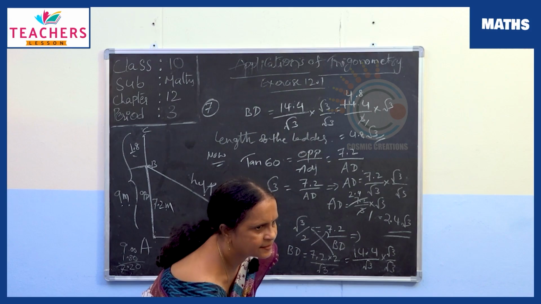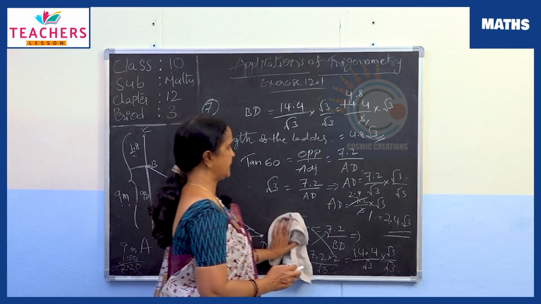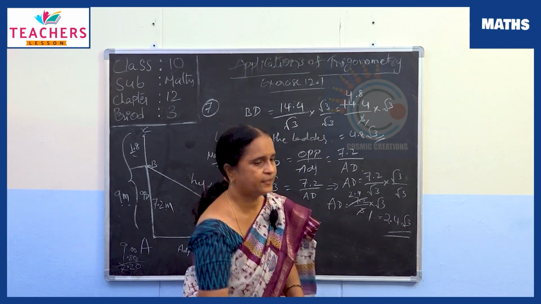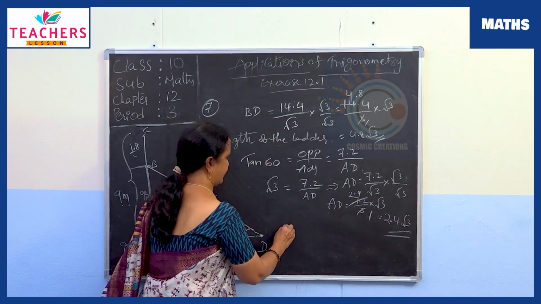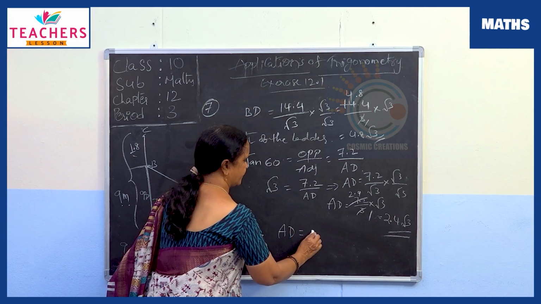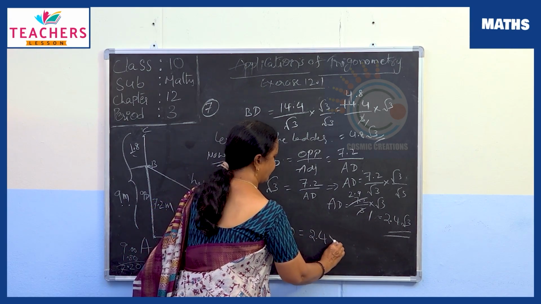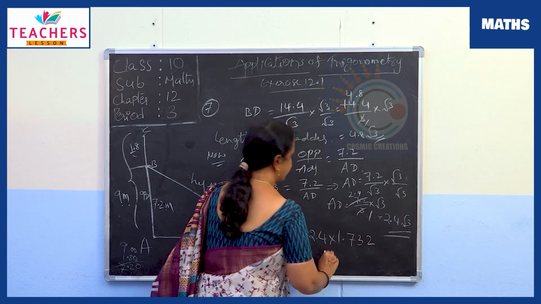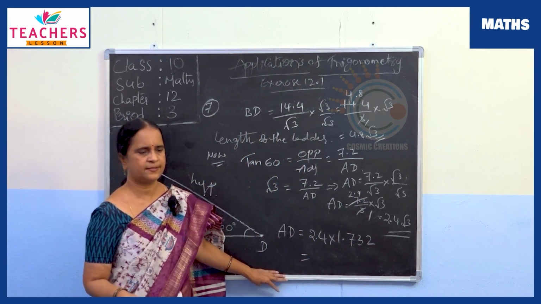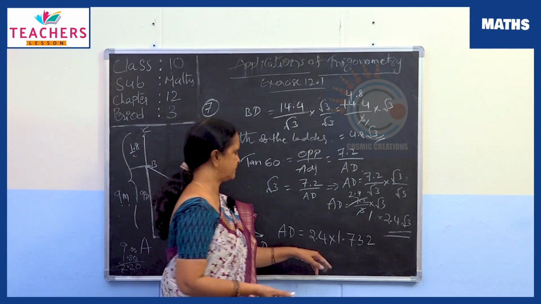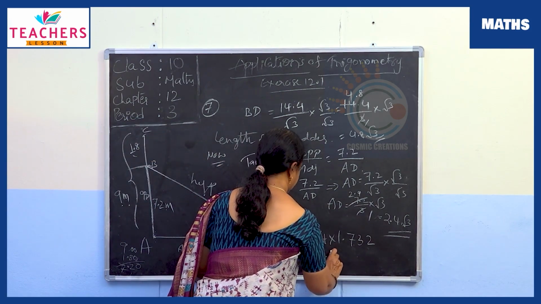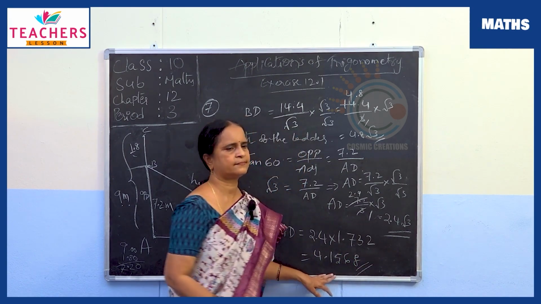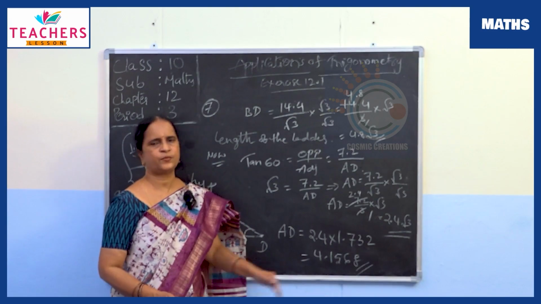If your answer is in decimals, if some values are given, then you have to write in such a manner. AD is equal to 2.4 into 1.732. Then just multiply and let me know the answer. 4.1568. Okay, this is your answer.